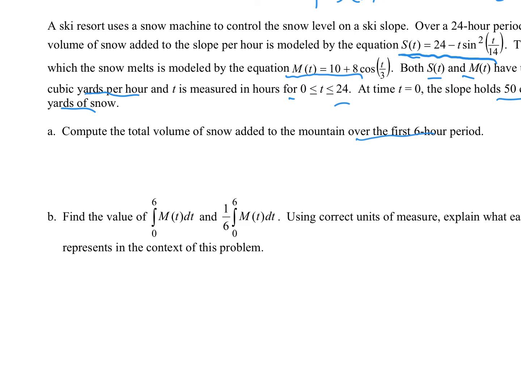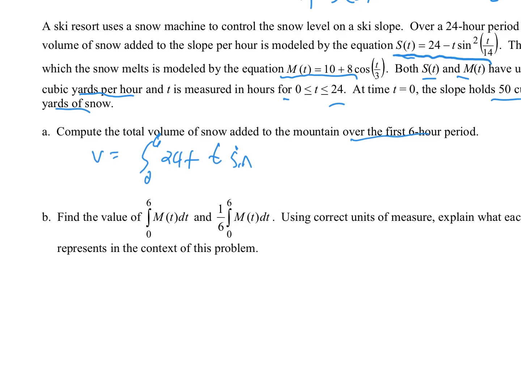So we're using accumulation of snow. We're accumulating the rate of snow. We're integrating the rate of snow being added with the snowplow. That would be the integral. So the total volume of snow we're looking for would be the integral from 0 to 6, the first 6 hour period, of just S of t, which is 24 plus a t sine.